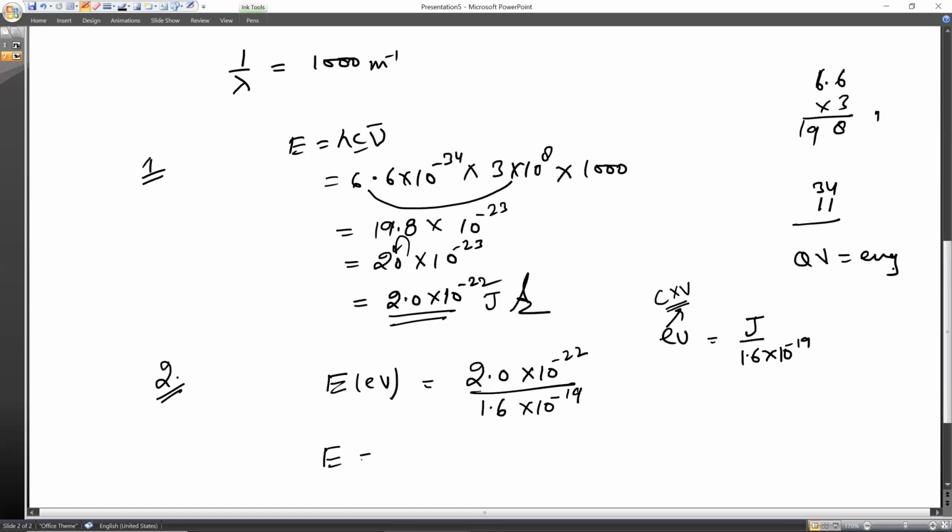Next, it is being asked in kilojoules. The next question is the energy in kilojoule. So whatever the value is, you have to divide it by 1,000. What will you get when you divide it by 1,000? Divide the upper value by 1,000. You will get 2.0 into 10 power minus 25.